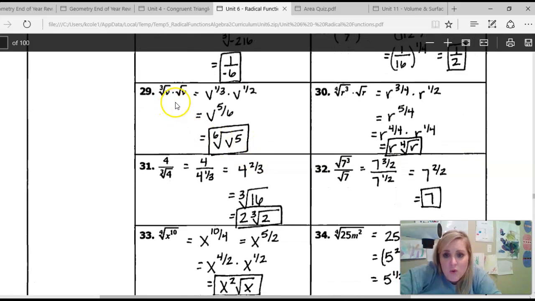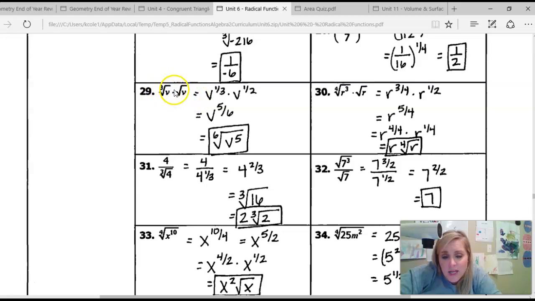29. You are multiplying like bases right here, but they're in different radicals. This is the 3rd root and this is the 2nd root, so we can't combine them at this point, so we rewrite those as their exponential value. Now that they're written like this, then we can multiply.